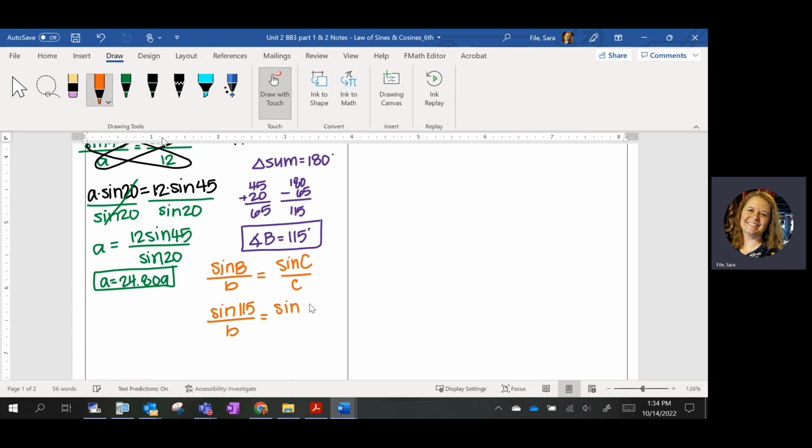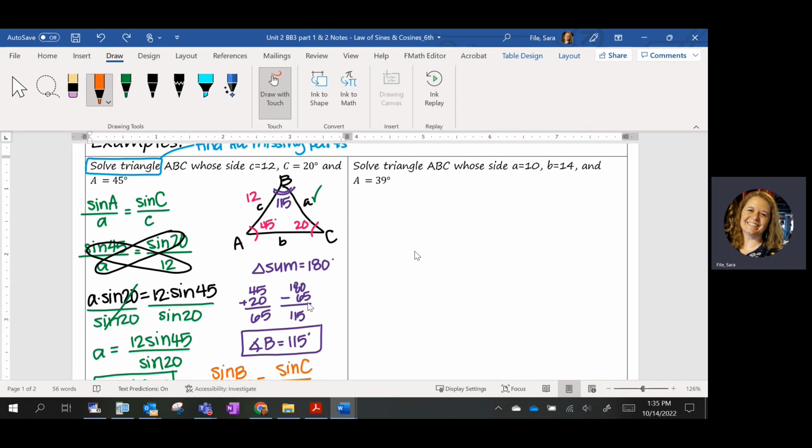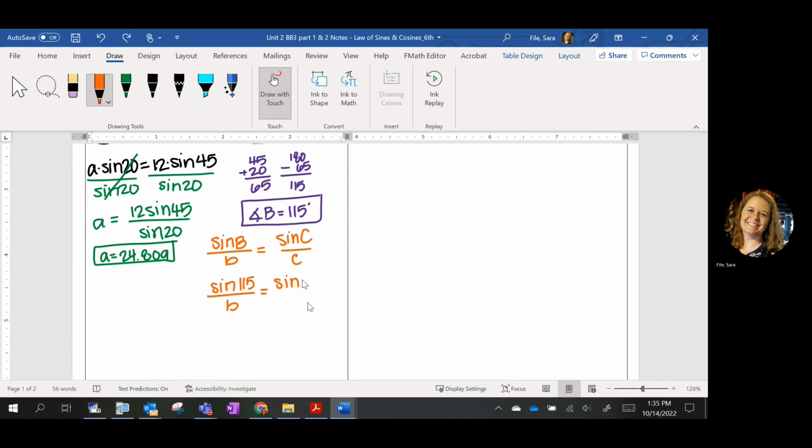All right, so C was 45? No, was C the 20? 20. And the side was 12. So I'm not going to show the actual multiply and then divide. I'm just going to go straight to, I know B will be 12 sine of 115 over sine of 20.